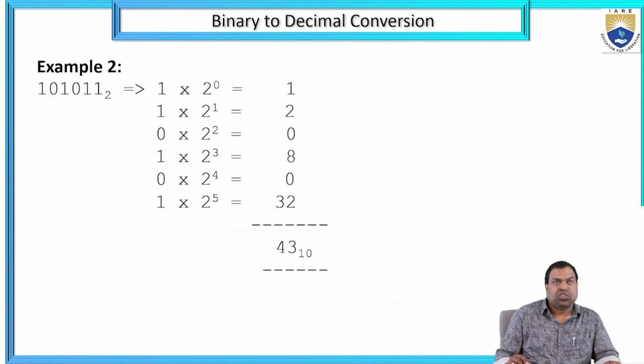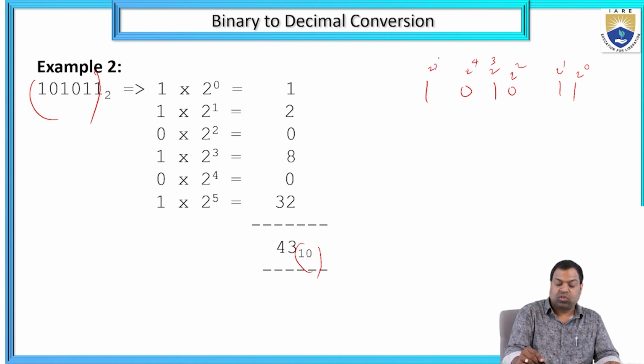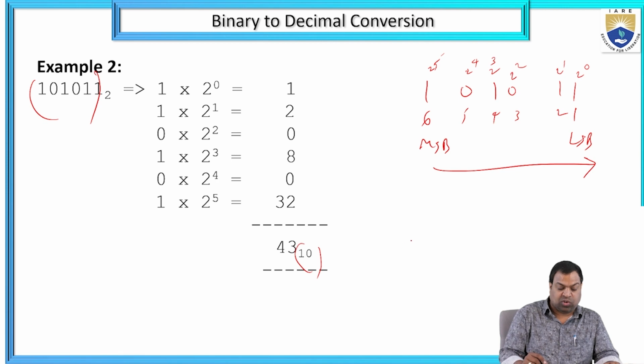Example 2: 101011 base 2, converting to decimal. What is the process? Here 101011 has 2 power 0 position, 2 power 1, 2 square, 2 cube, 2 power 4, 2 power 5. How many positions? 1, 2, 3, 4, 5, 6 positions are there. So we take MSB to LSB.